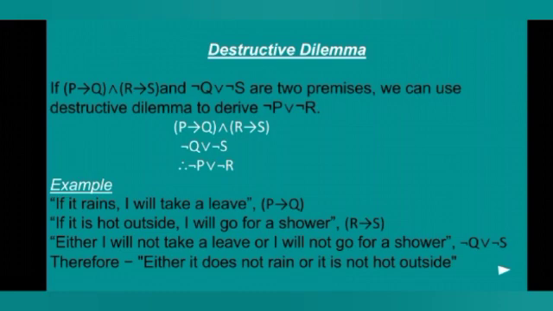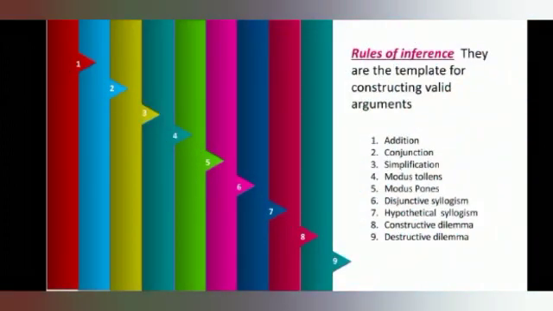For example, if it rains, I will take a leave. That is P implies Q. If it is hot outside, I will go for a shower. That is R implies S. Either I will not take a leave or I will not go for a shower. That is negation Q or negation S. Therefore, either it does not rain or it is not hot outside must be true.